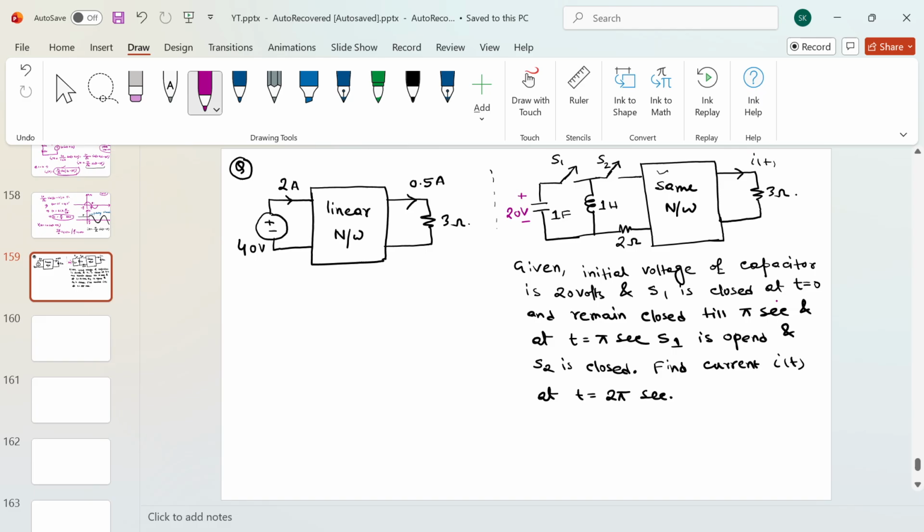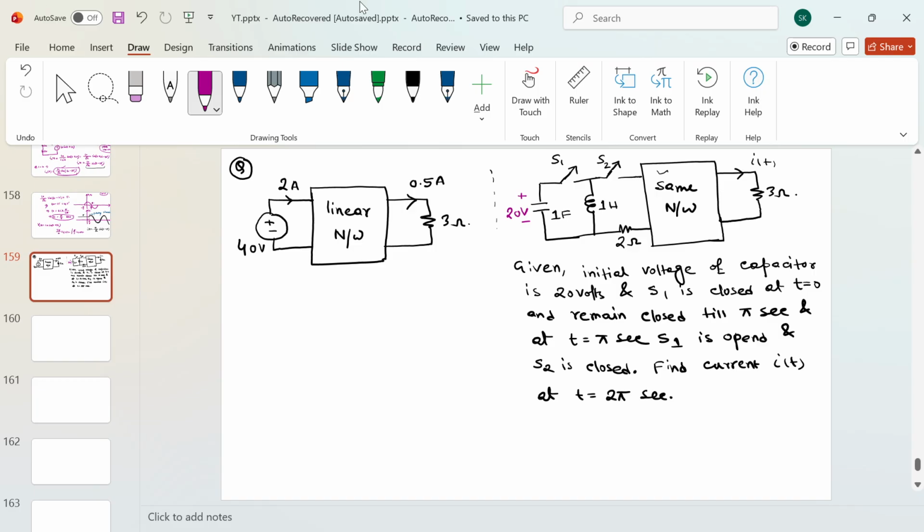S1 is closed at t equal to 0 and remains closed till pi seconds. That means initially this S1 switch is closed for pi duration, but S2 is still open. At pi second you are opening the switch S1 and closing the switch S2. You have to find out the current I of t at 2 pi second. So how to proceed with that?